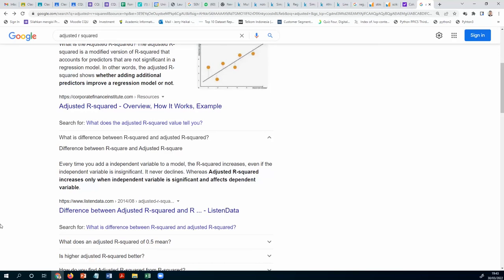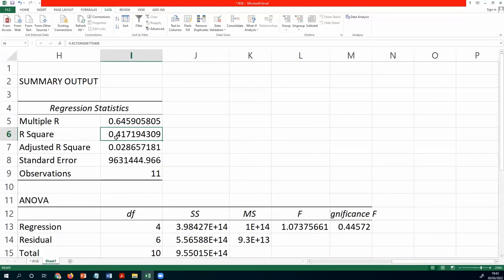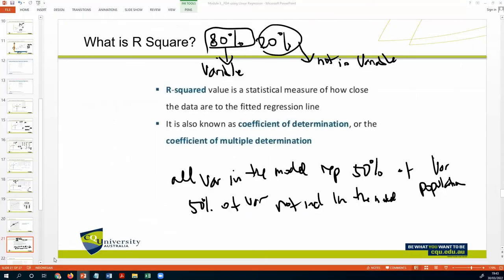So in here, all variables give 41, but for the significant ones only, none of them is significant. So the adjusted R square is only 0.02, meaning 2%, meaningless. Okay, good. That's all, thank you. Any other questions?